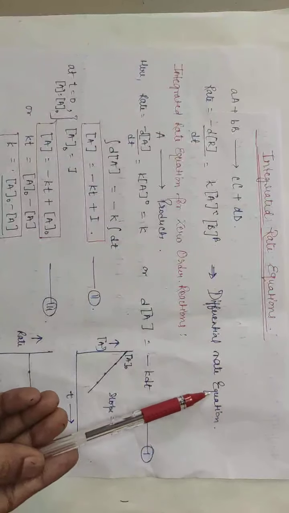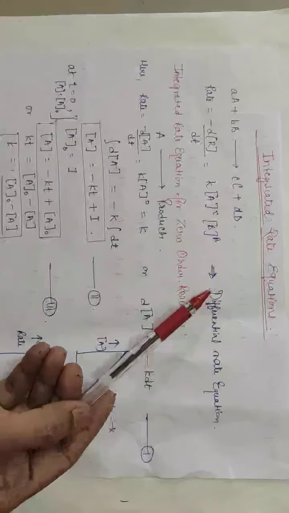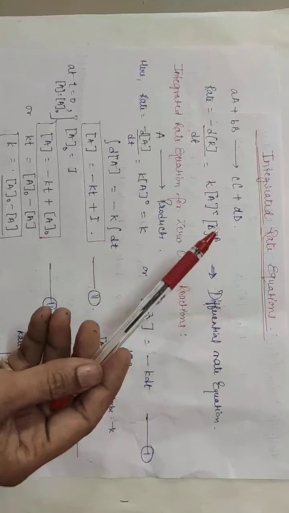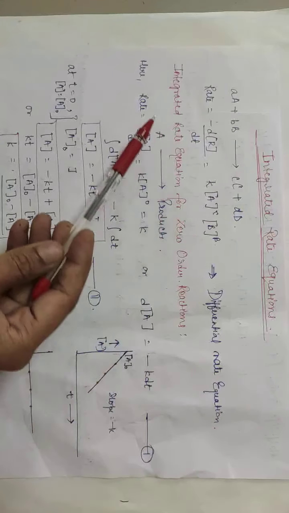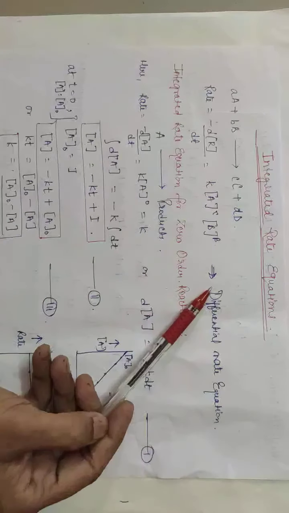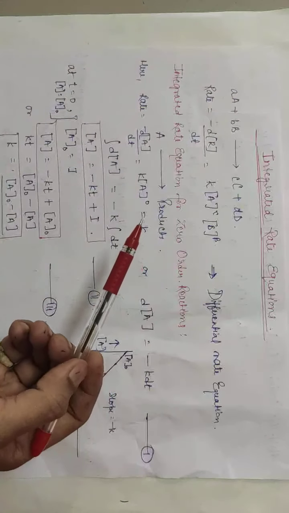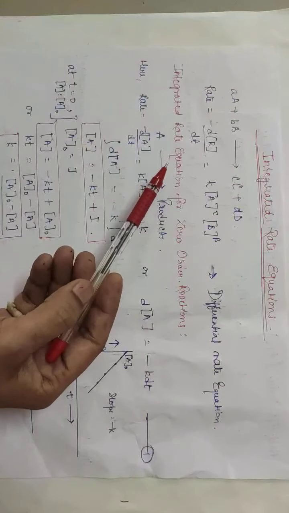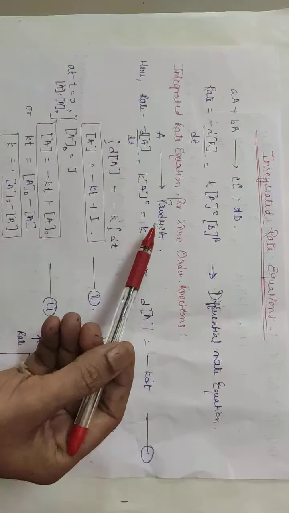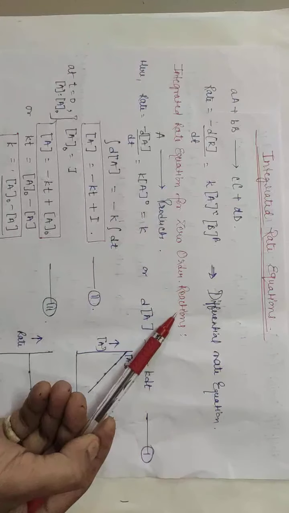Now, measurements for the differential rate equation are not always convenient, and not always accurate also. So to overcome these flaws, we integrate this differential rate equation for different orders of reaction. In this year, you have to study the integrated rate equation for zero order and first order reactions only. So let us start with the integrated rate equation for zero order reaction.